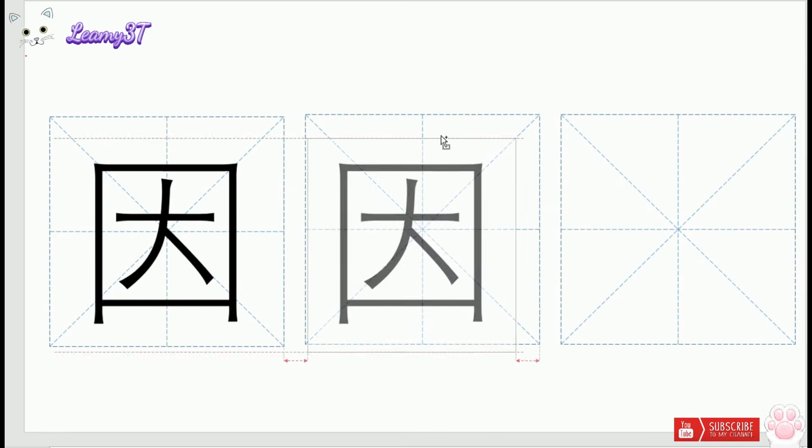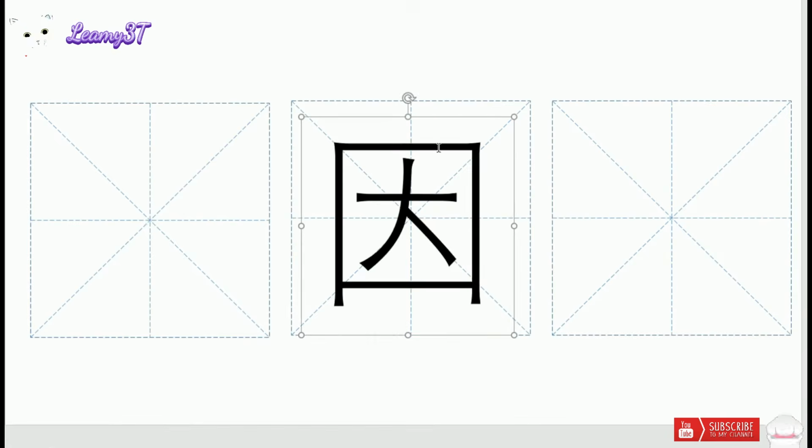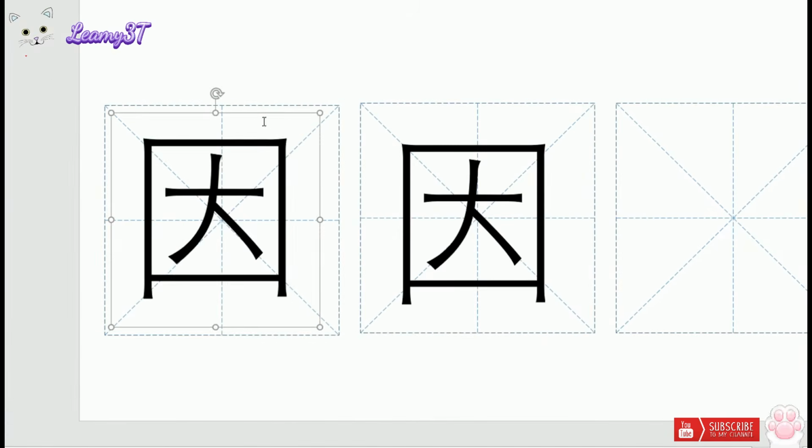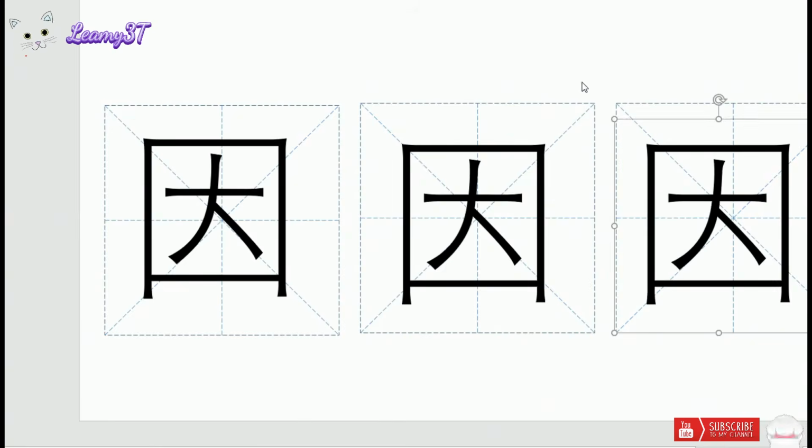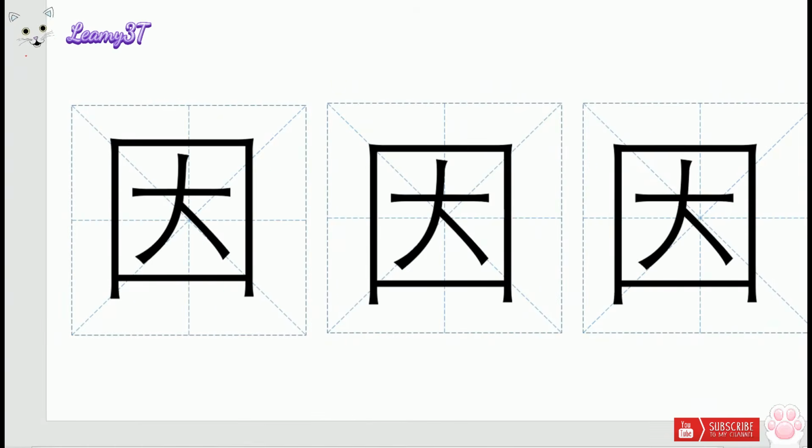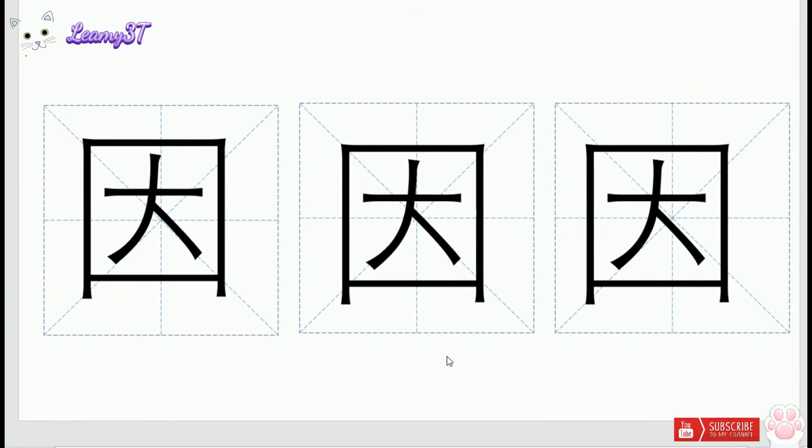And this design allows Chinese. Okay, what is happening? Why is it moving? Okay. This design allows Chinese characters to be neatly arranged in rows, making them easier to read and write.